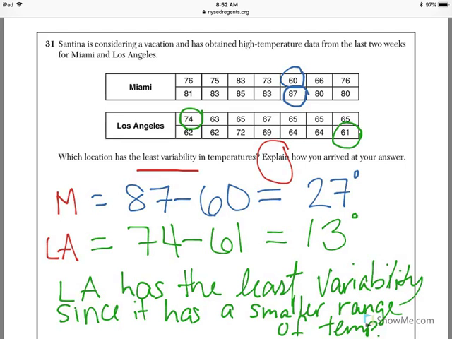So you want to think of it in terms of variability, like how much is it changing? Since Los Angeles has a smaller range of numbers for their temperature, that's what you're going to have to choose.